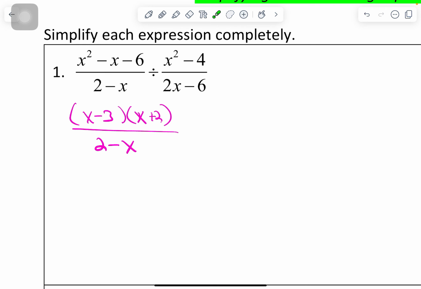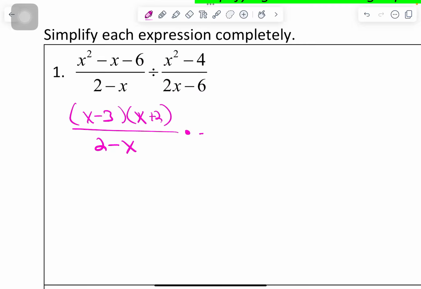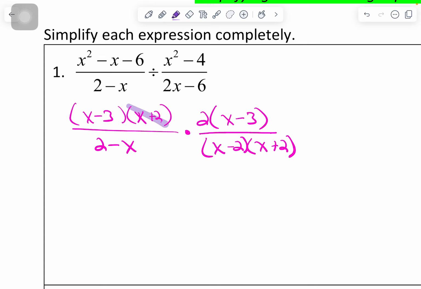Now, we don't divide. We're going to turn this into multiplication, and I am going to flip this fraction over. So the 2x minus 6 is going to become the numerator, and the x squared minus 4 will become the denominator. And I'm going to factor as I go. So 2 times x minus 3, and then x minus 2, x plus 2. So let's see what we got here. x plus 2, x plus 2. And yeah, that's it. There's nothing else you can cancel out.